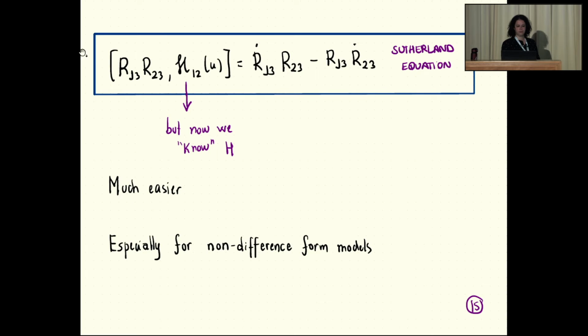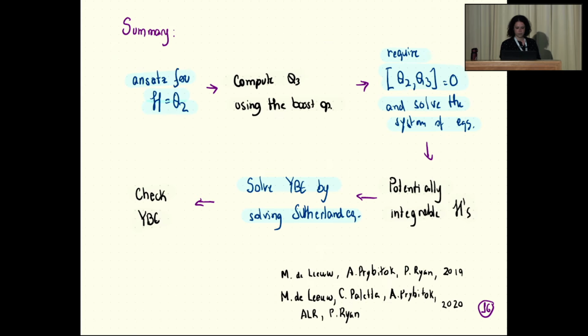And this is actually quite under control. So you can, even for non-difference form models, it can do a lot actually. So it's quite nice. We're quite happy about it.